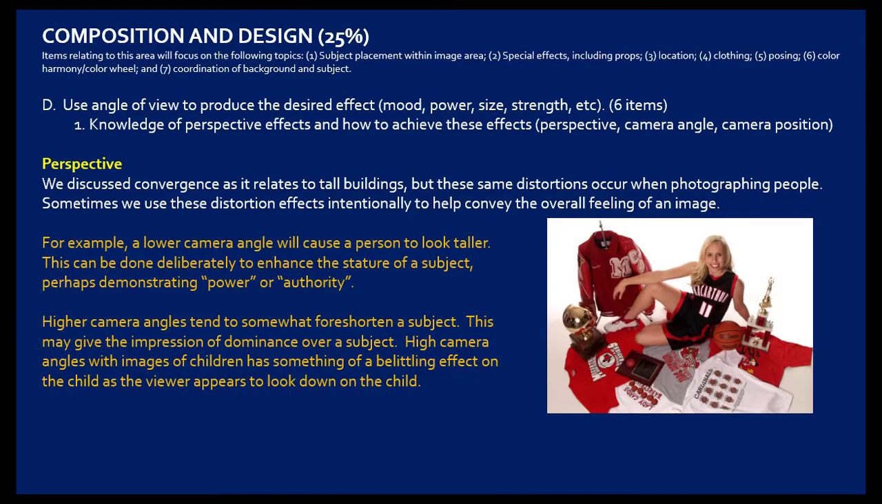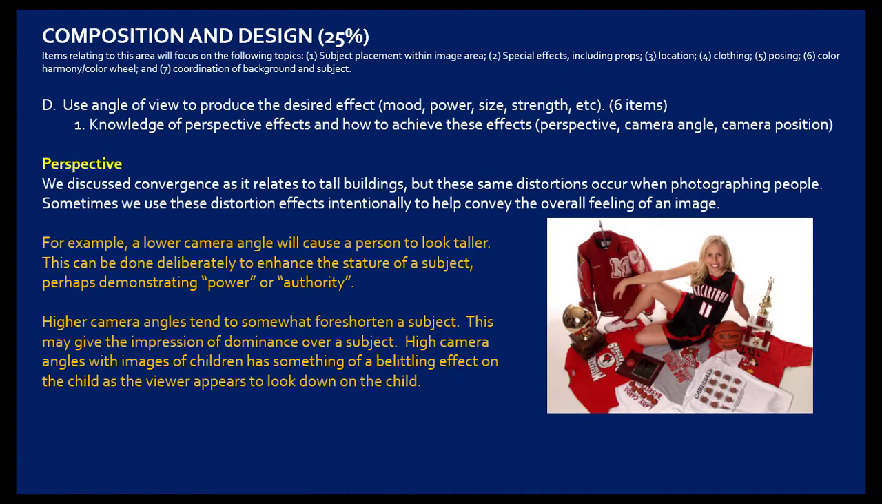Section D says, use angle of view to produce the desired effect, mood, power, size, strength, etc. Now there's 6 items on the exam from this section, so there's quite a bit to cover in a very short time. Number 1 says, knowledge of perspective effects and how to achieve these effects. Perspective, camera angle, and camera position.